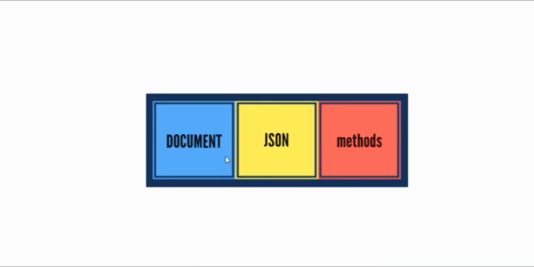There are three key things you need to remember about MongoDB. That is, it stores data in document format. The data will be in JSON format. And finally, you need to learn about the methods available in MongoDB. That is very, very important.